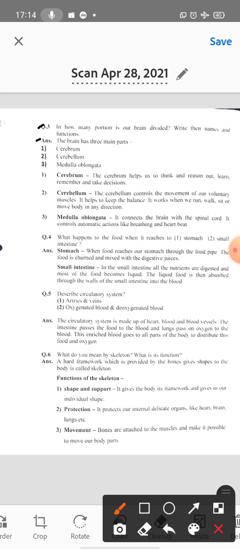Okay, so the brain has three main parts: cerebrum, cerebellum, medulla oblongata. These are the three main parts of the brain. We'll study about all three main parts in broad. Okay, so the first one is cerebrum. The cerebrum helps us to think and reason out, learn, remember and take decisions. So this is the main function of the cerebrum. The cerebrum helps us to think, to learn, to remember and take decisions.